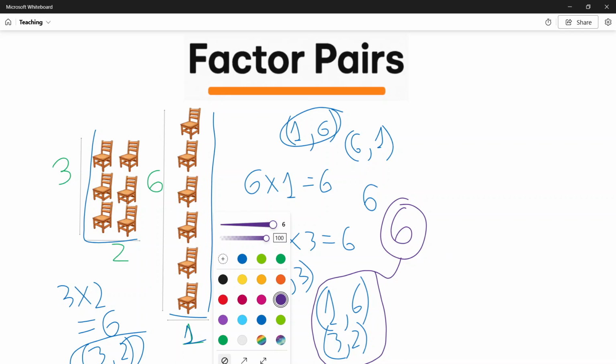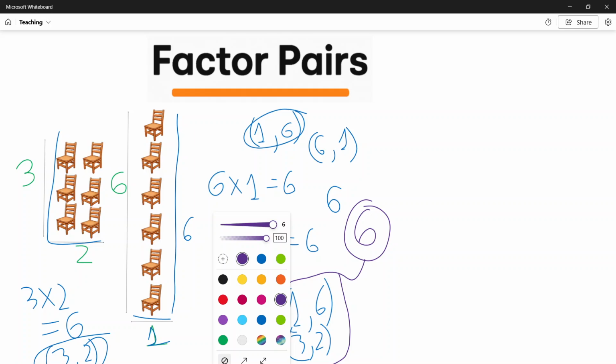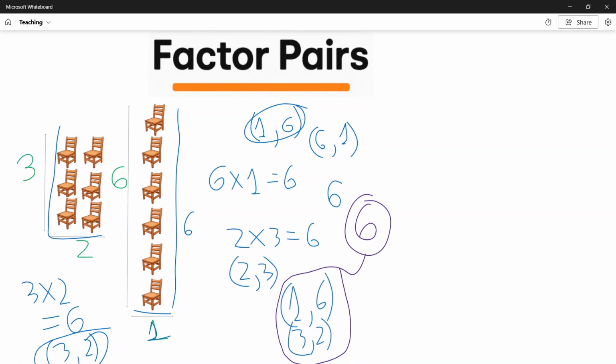Now, how do we find the factor pairs for any number without all of these drawings? Let's pick 12 as a good number. For that number, first we check from 1 to 12. Does 12 go into 1? Yes, it does. 12 times 1 is 12. Does 12 go into 2? Yes, it does.